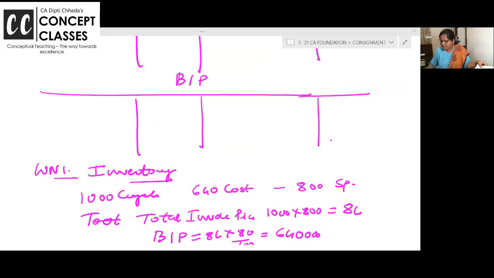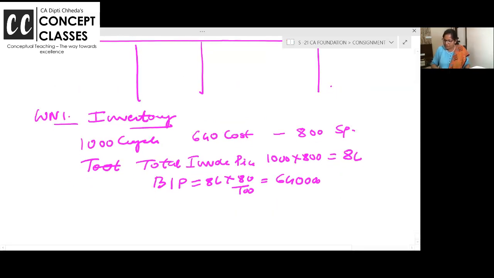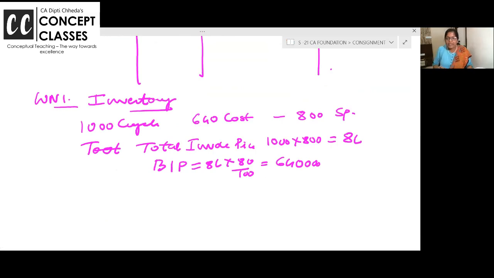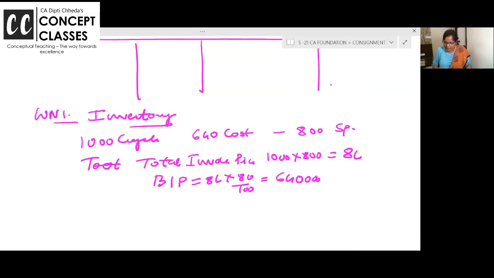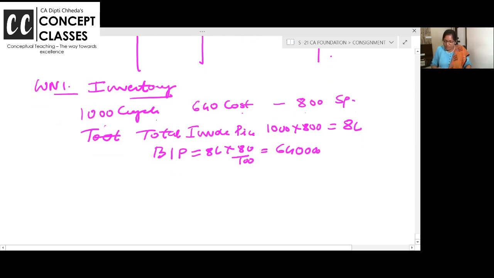Okay, whatever I was saying was not clear. 1 second. Sorry, please. Listen. Write down all working note what I am writing. 1,000 bicycles are sent. 640 cost. 800 selling price. Is it clear? 1,000 bicycles are sent. 640 cost. 800 selling price.